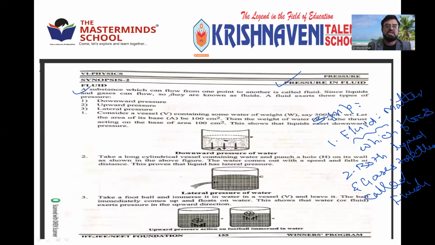A substance which can flow from one point to another is called fluid. Since liquids and gases can flow, together they are known as fluids. A liquid exerts 3 types of pressures. First, we are discussing downward pressure, upward pressure, and lateral pressure. Lateral means along the surface. Because of lateral pressure only, the boat will float on water.